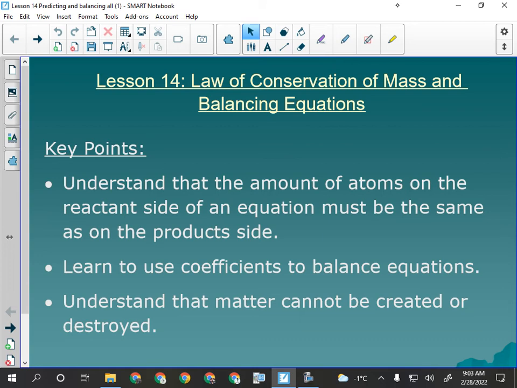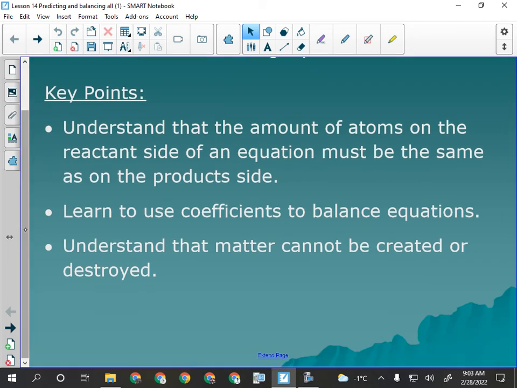So the key points are, we need to understand that the amount of atoms on the reactant side of an equation must be the same as on the product side. That's why we balance chemical reactions. Learn to use coefficients to balance equations. You already know how to do that. And understand that matter cannot be created or destroyed. That's, of course, why we balance chemical reactions, to obey that primary law, the law of conservation of matter.